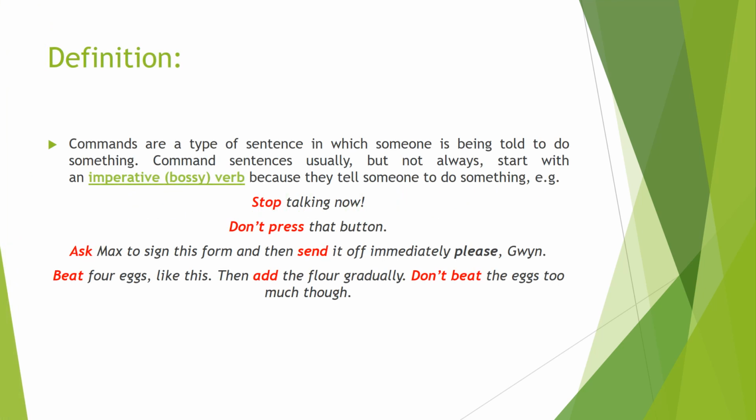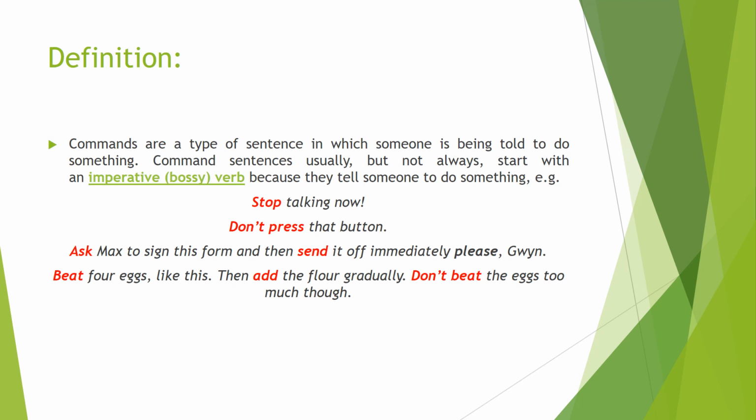To start, first of all, with defining the commands or imperative sentences, we can say that commands are a type of sentences in which someone is being told to do something. Command sentences usually, but not always, start with an imperative, bossy verb because they tell someone to do something. So this is, in a very simple way, the definition or a clarification of what a command in English is.